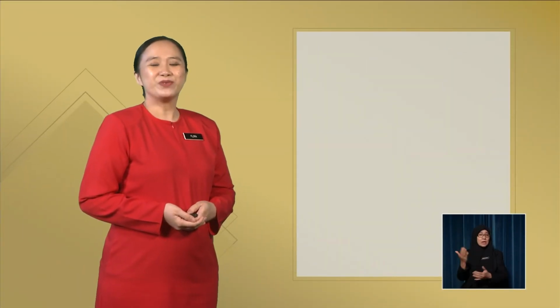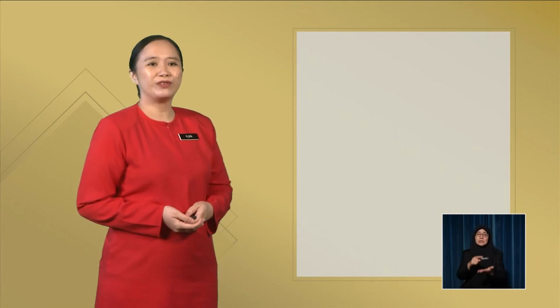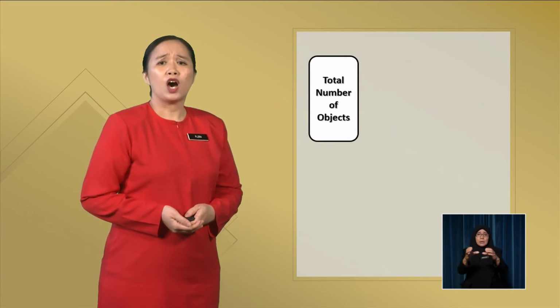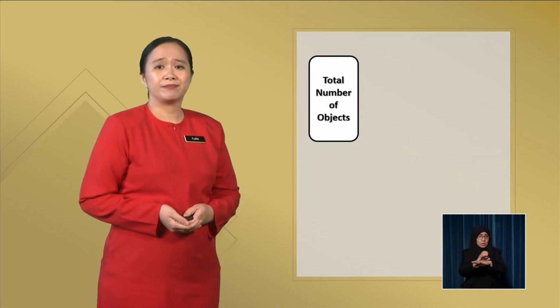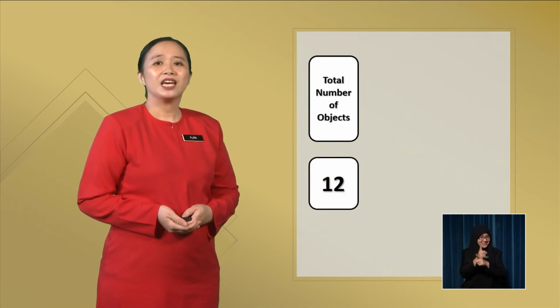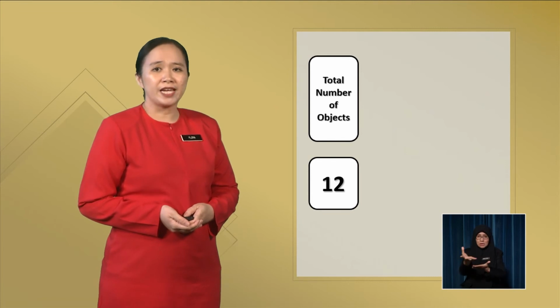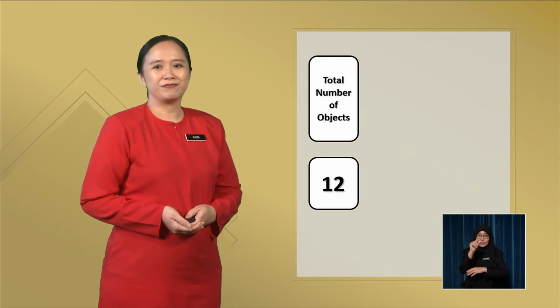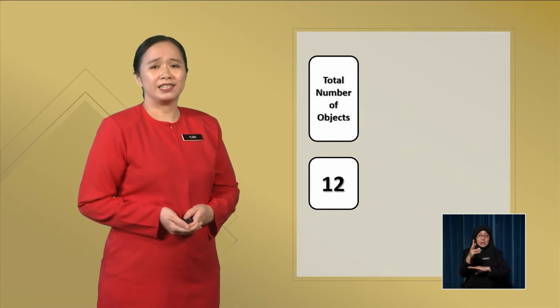Now, let's write the mathematical sentence. What should we write first? Yes, the total number of objects. How many cartons of chocolate milk were there? You're right. There were 12 cartons of chocolate milk. The total number of objects is 12. Write the number 12 followed by the division symbol.